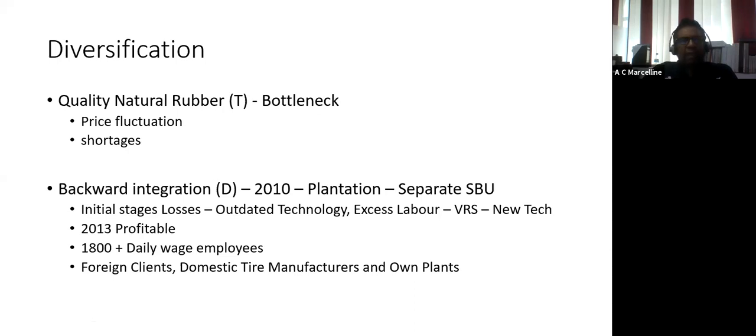Now they have given enough reasons. When you go on, you will understand why the shortages are there. There are different reasons, which are beyond the control of the organization. So that becomes a threat. That's why I put a T over there. It's a bottleneck. And also constantly you have this price fluctuation.